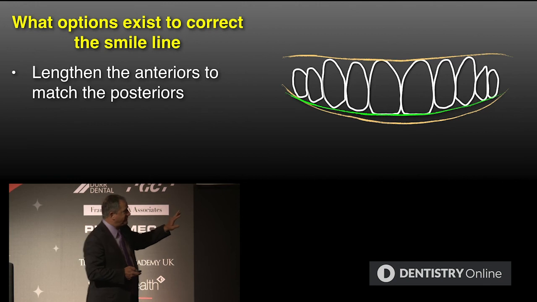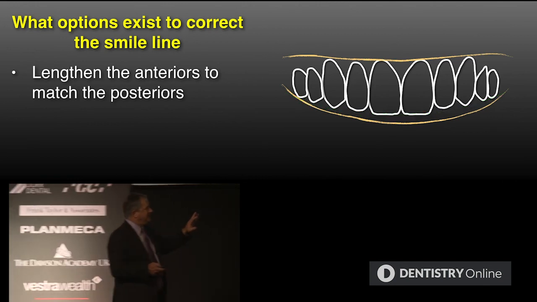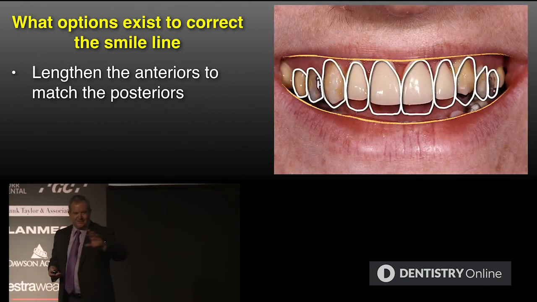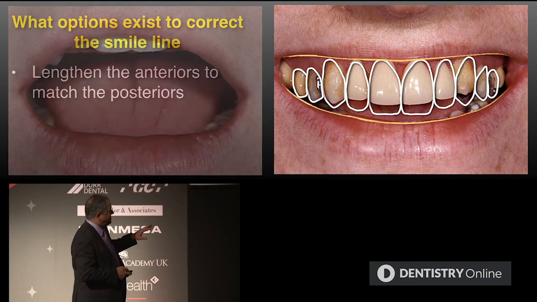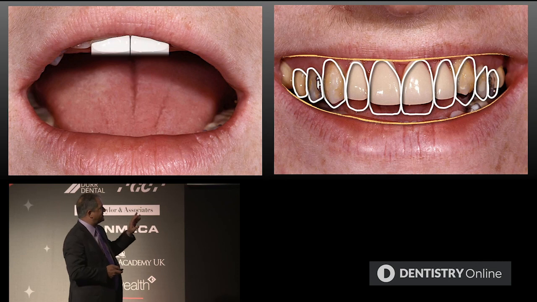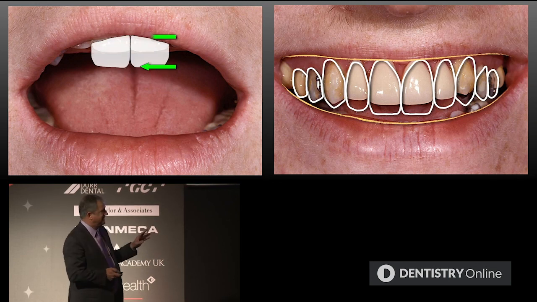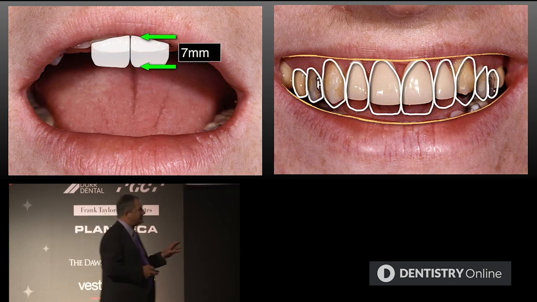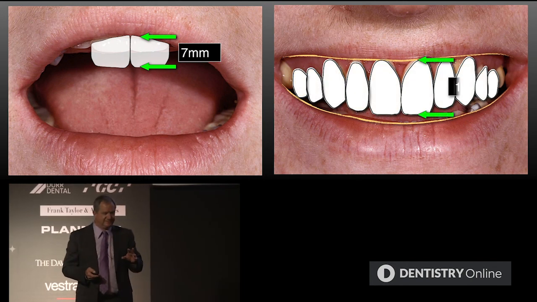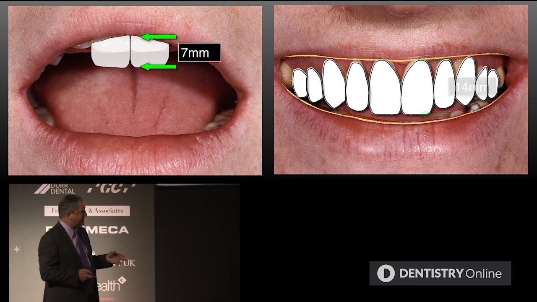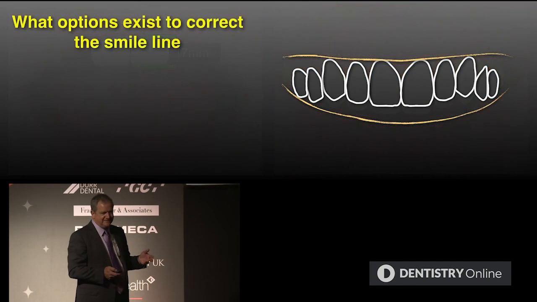Because when you put it in her face, you now have massive teeth. You would now have 7 millimeters of central showing at rest. You would have 14 millimeter long central incisors with a 62% width to length ratio.